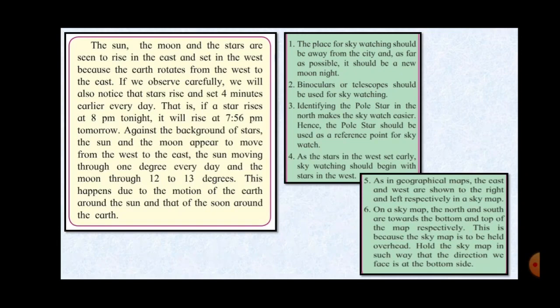Now in maps, the east and west are shown to the right and left respectively in a sky map. So the north and south are towards the bottom and top of the map respectively. So this is why the sky map is to be held overhead. So we have to hold the sky map in such a way that the direction we face is at the bottom side.